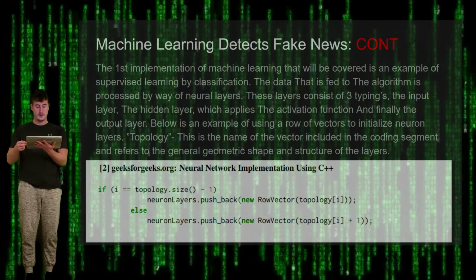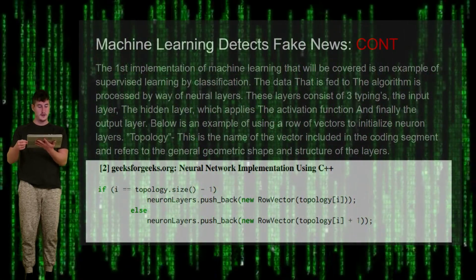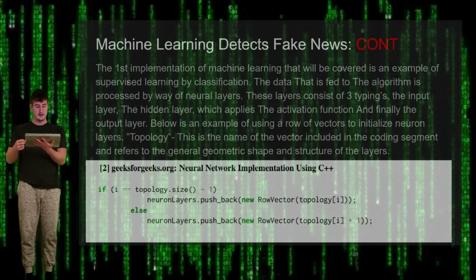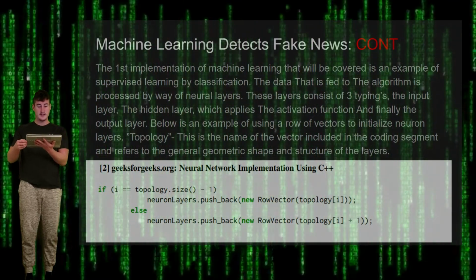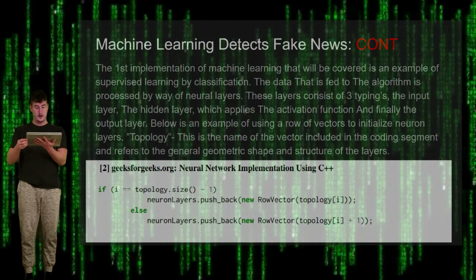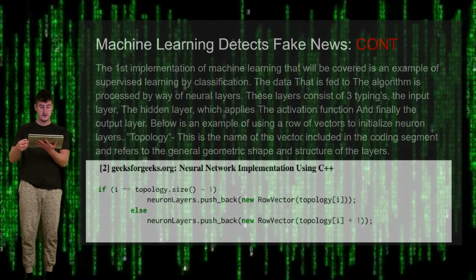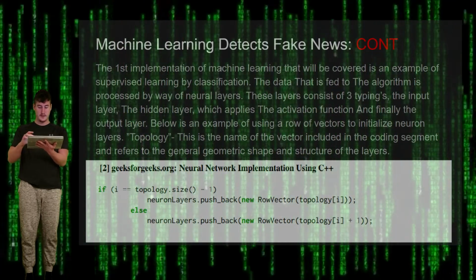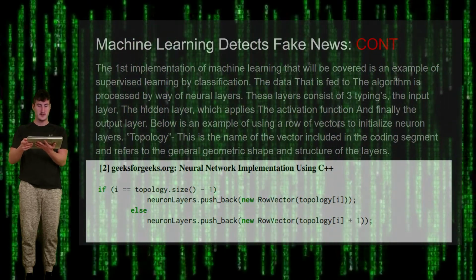Below is an example using a row of vectors to initialize neuron layers. The name topology in this example is the name of the vector included in the coding segment and refers to the general geometric shape and structure of the neural layers. And this is an example of its implementation in C++.